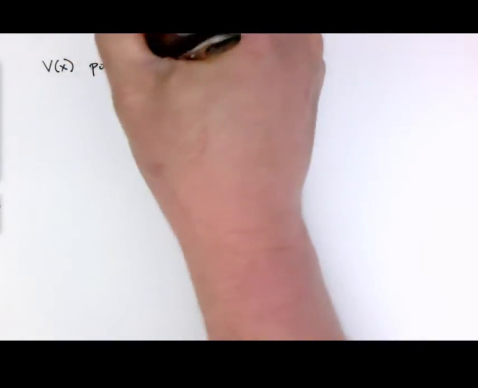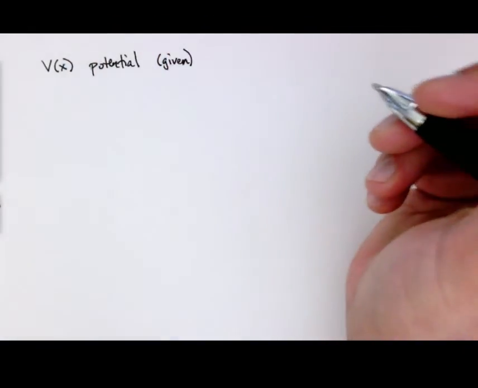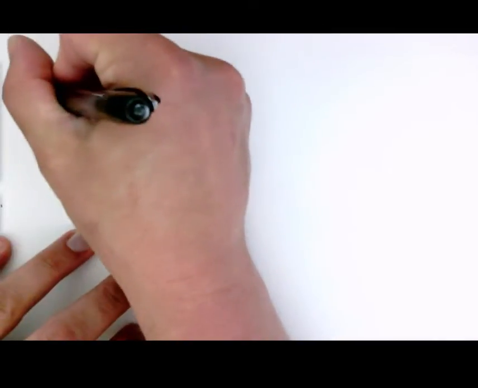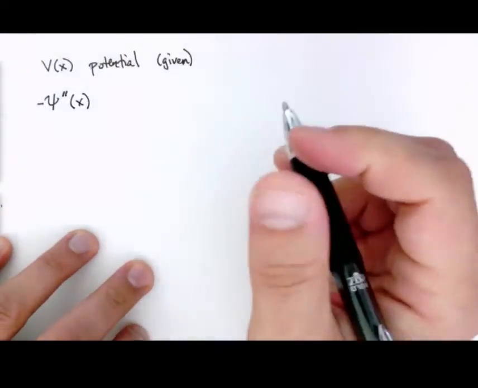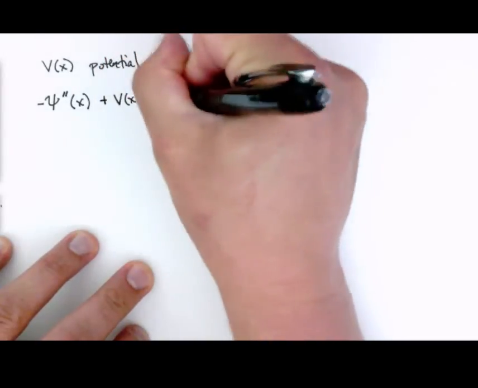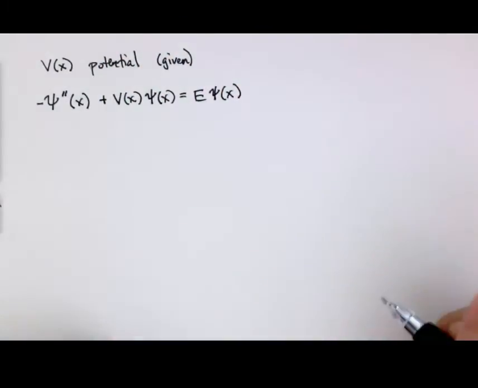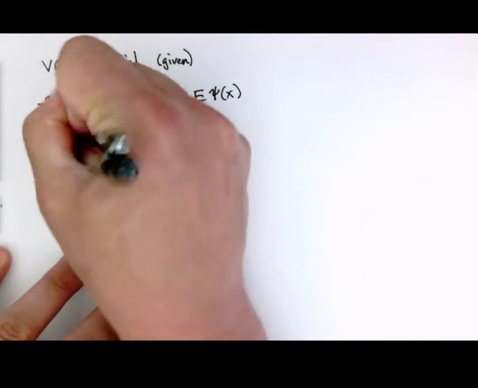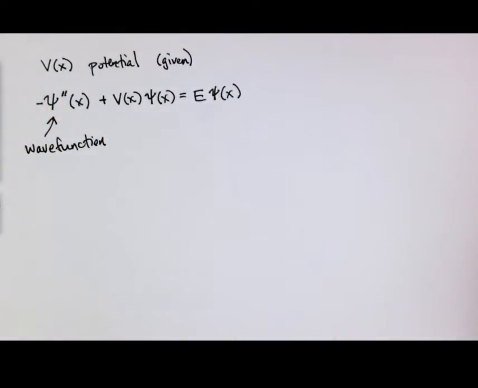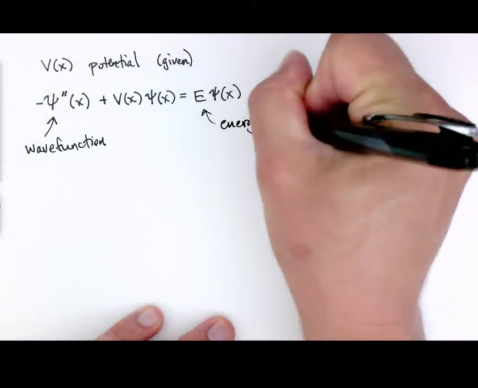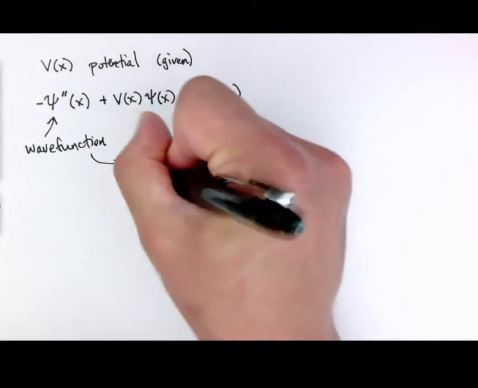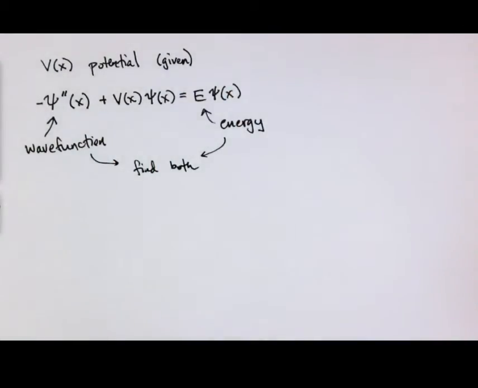Suppose you have an electrical potential, V of x, and you want to find the behavior of an electron subject to that potential. That's described by the time-independent Schrödinger equation, which we write as minus psi double prime plus V psi is equal to E psi. Here, psi is the wave function of the particle, V is the potential, and E is the energy. And the goal is to find the wave function and the energy simultaneously.